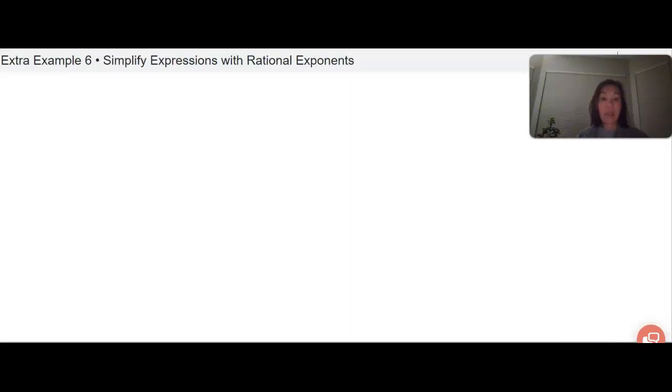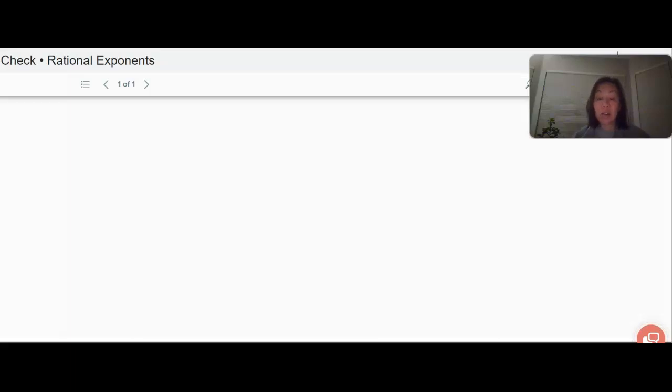And that is where we will stop for today. We will work on this in class tomorrow and talk about solving equations using those rational exponents as well.